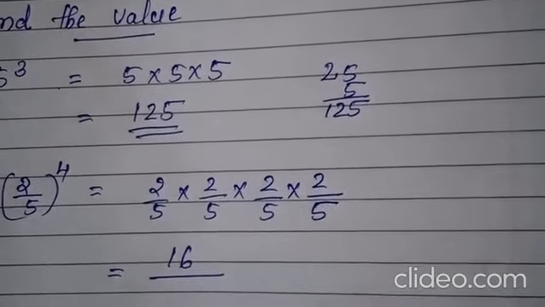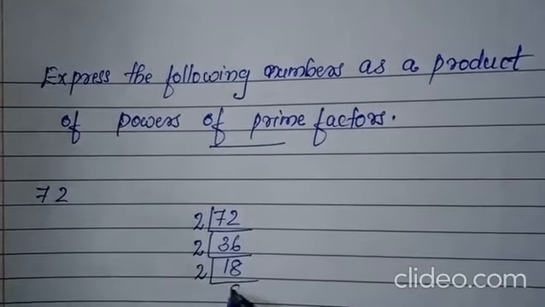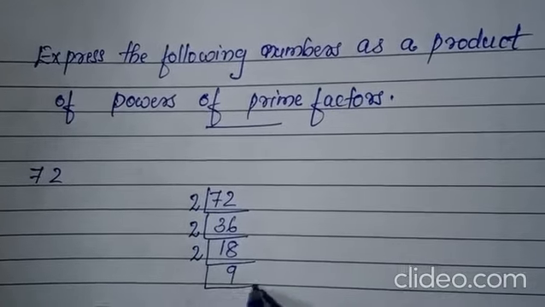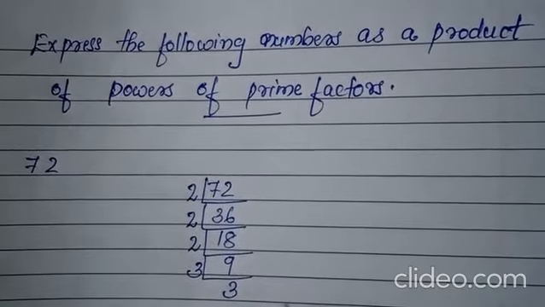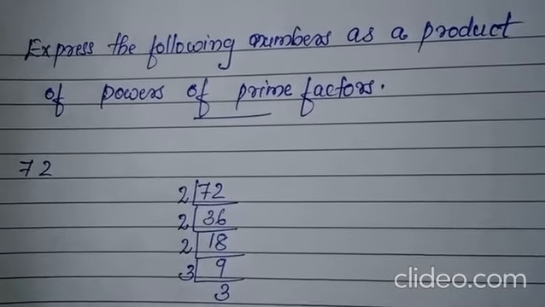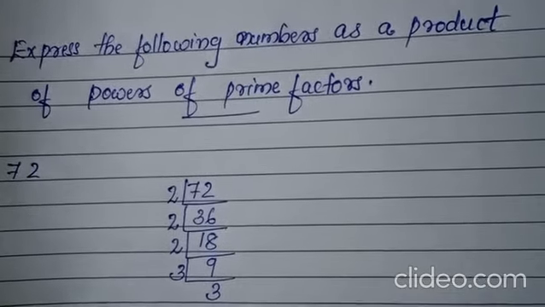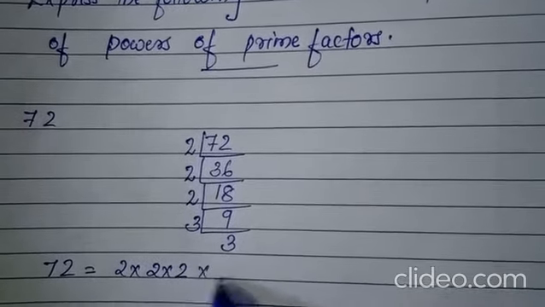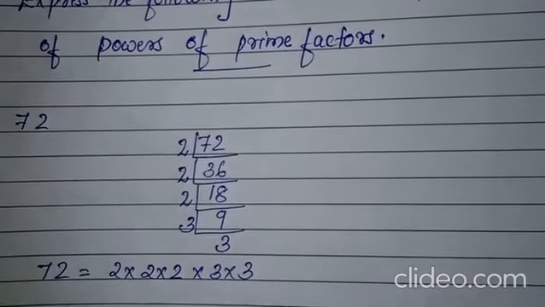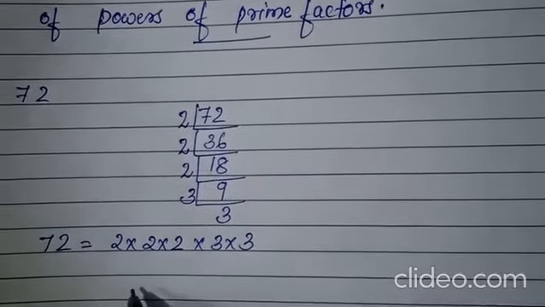We can divide by 2, so we will get 36. Then 36 is also divisible by 2. Divide and you will get 18. Again 18 divided by 2 will get 9. Then 3, 3: 3 3s are 9. So factorization is finished. So the product we should write like this: 72 is equal to 2 into 2 into 2 into 3 into 3. Now we have got the required prime factor product form.